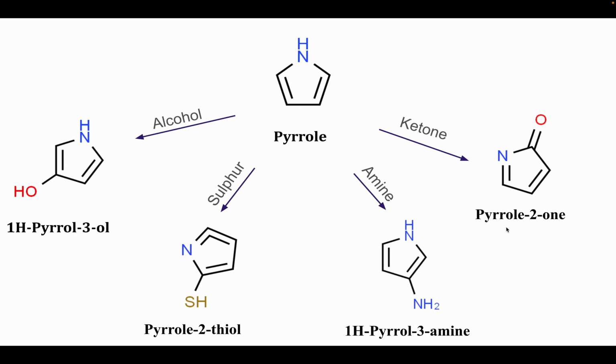That is pyrrole-2-one. You will use "one" as usual. For ketone also, normally we use "one", right? So to mention the ketone group you will write "one". It is located at the second atom, so 2-one. So the name of the compound is pyrrole-2-one.